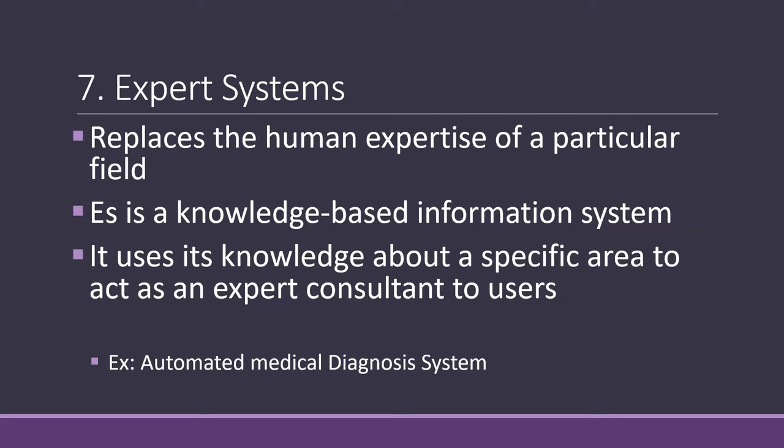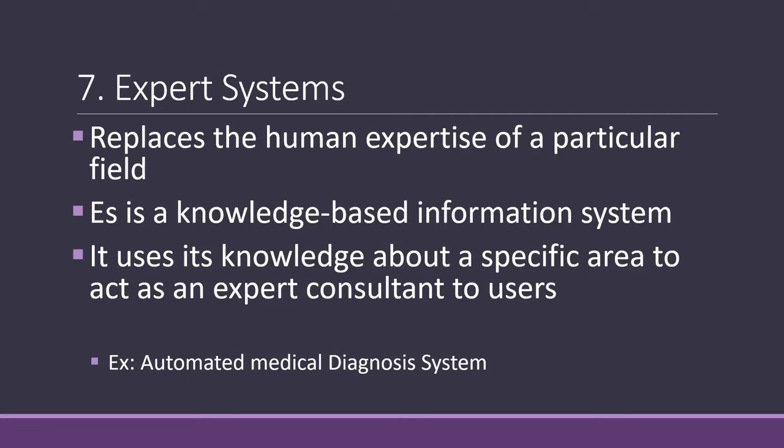So next, the next type of information systems you need to learn is expert systems. An expert system replaces human expertise of a particular field. A human expert is a person who has very deep knowledge about a particular subject area. For example, when we consider doctors, the normal doctors working in the hospitals have knowledge about diseases in a broad range. But when we go to the consultants, these doctors have specialized in a particular area.